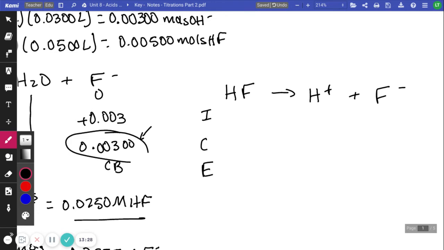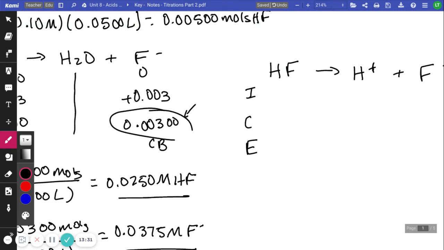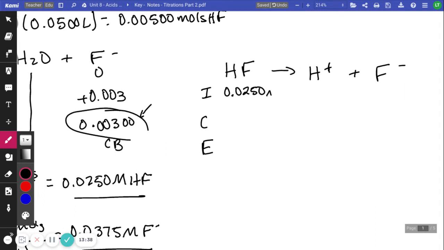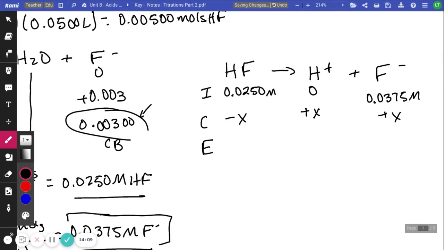Our initial for our hydrofluoric acid is just coming from over here. According to that, I have 0.025 molar hydrofluoric acid. I have no hydrogen, but again, I have that common ion of our fluorine, of our conjugate base, so we've got to take that into consideration. That will be 0.0375 molar fluorine. Now our change: some of our hydrofluoric acid is going to break apart into hydrogen and fluorine. So at equilibrium, we will have these equations.